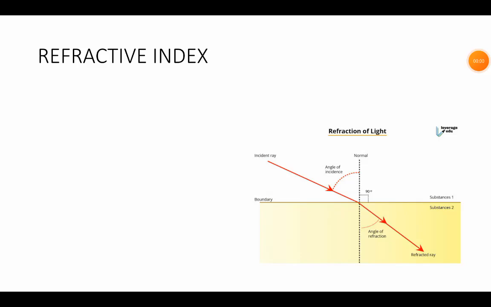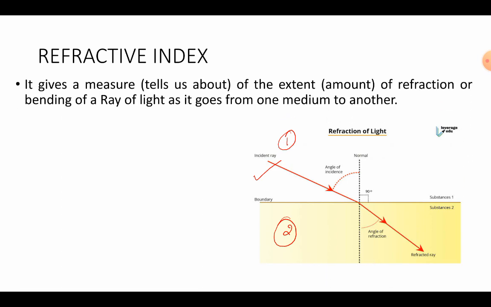Hello everyone. So as we all know, when a ray of light travels obliquely from one transparent medium into another transparent medium, depending on the optical density of both the mediums, the ray of light is going to bend. As we all can see, when this ray of light entered into the second transparent medium, it has shown some bending.